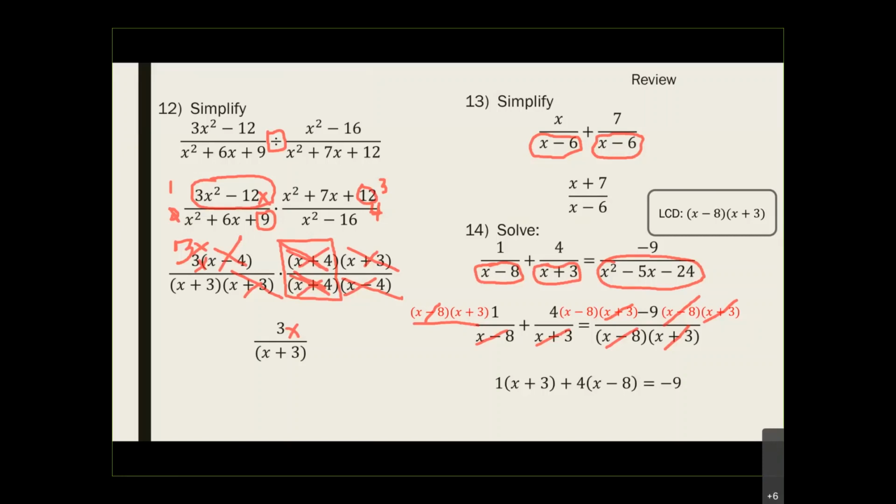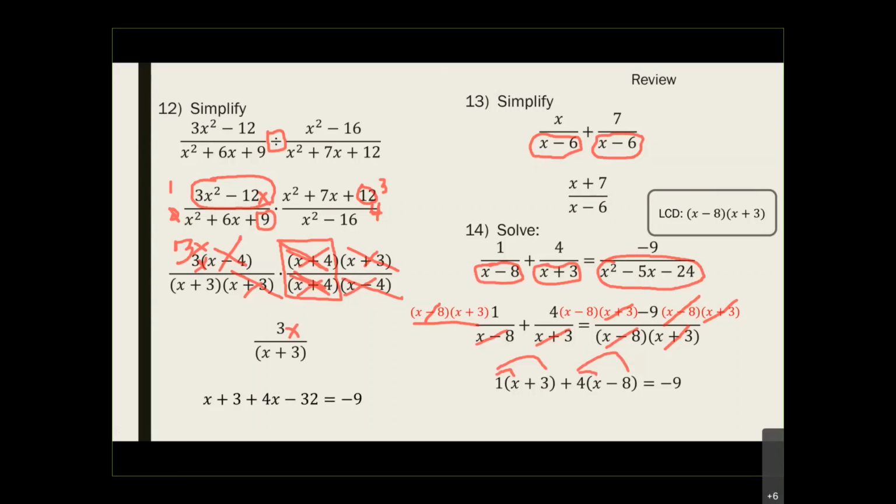So that's what I have. Because they asked us to solve, our goal is we don't want to work with the denominator, and to get rid of the denominator, we need the LCD. Now the only thing we need to do is distribute this in. 1 times x is 1x, 1 times 3 is 3, 4 times x is 4x, 4 times negative 8 is negative 32, equal to negative 9.